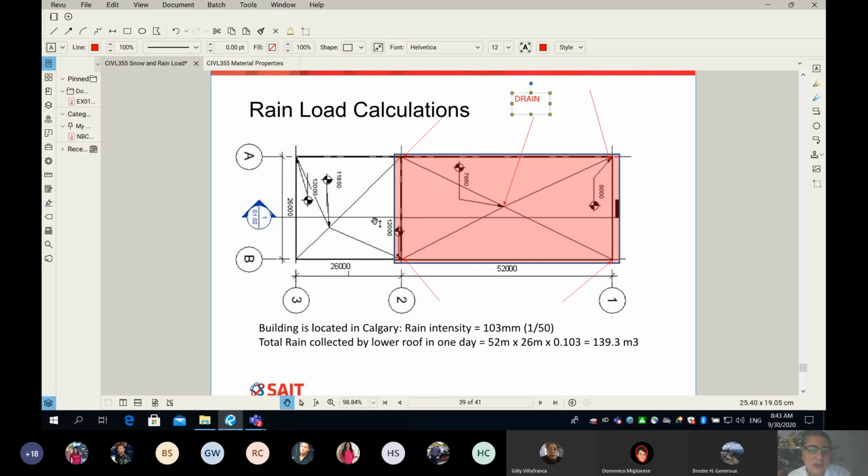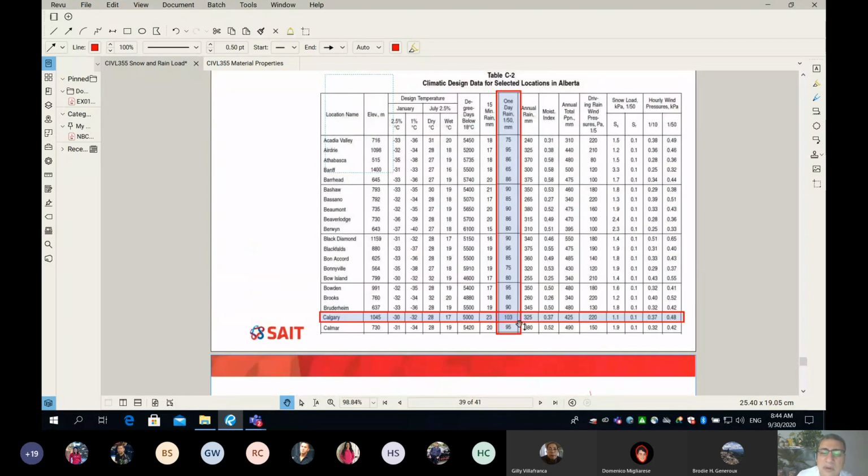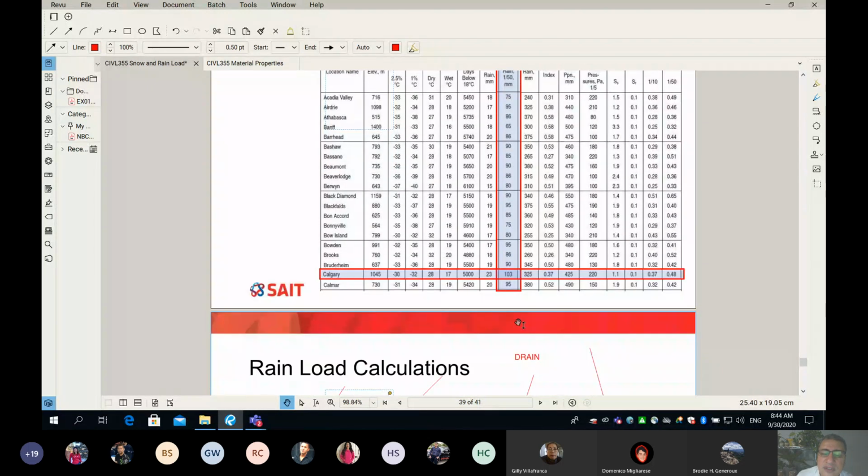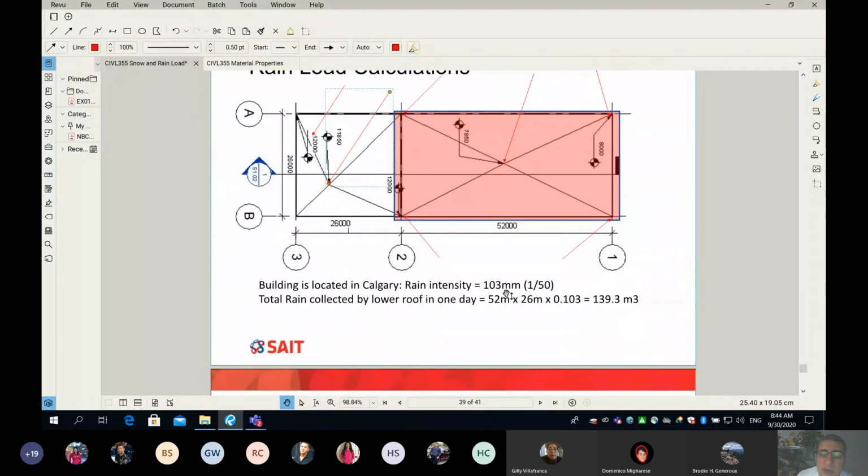Now, how about this one here? This one is a higher roof. How did I know it's a higher roof? Look at the numbers. You can see the corner is 12,000 and the low point is 11,850, which means the point here for the drain is lower by 150 millimeters from the corners. Now, if the building is in Calgary, as I said, this means the rain intensity is 103. Very simple. How? You look at the table. In Calgary here, the rain intensity is 103, and it's 1 over 50, which means a probability level of 1 time over 50 years.